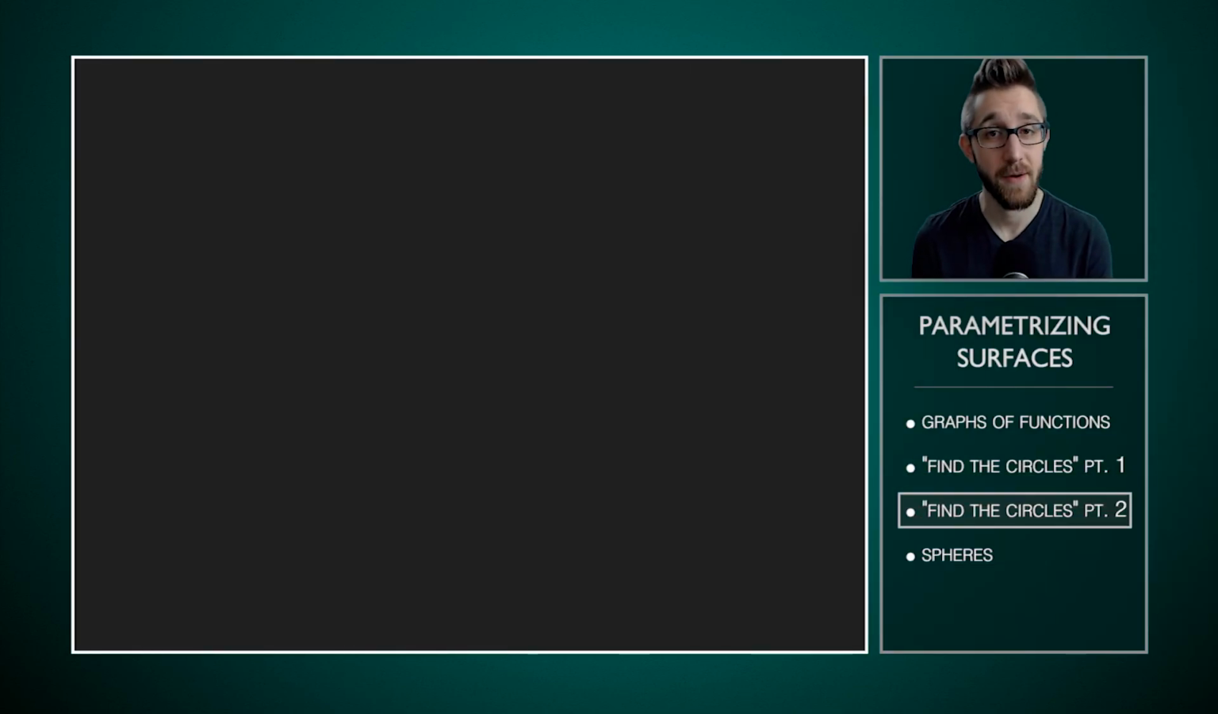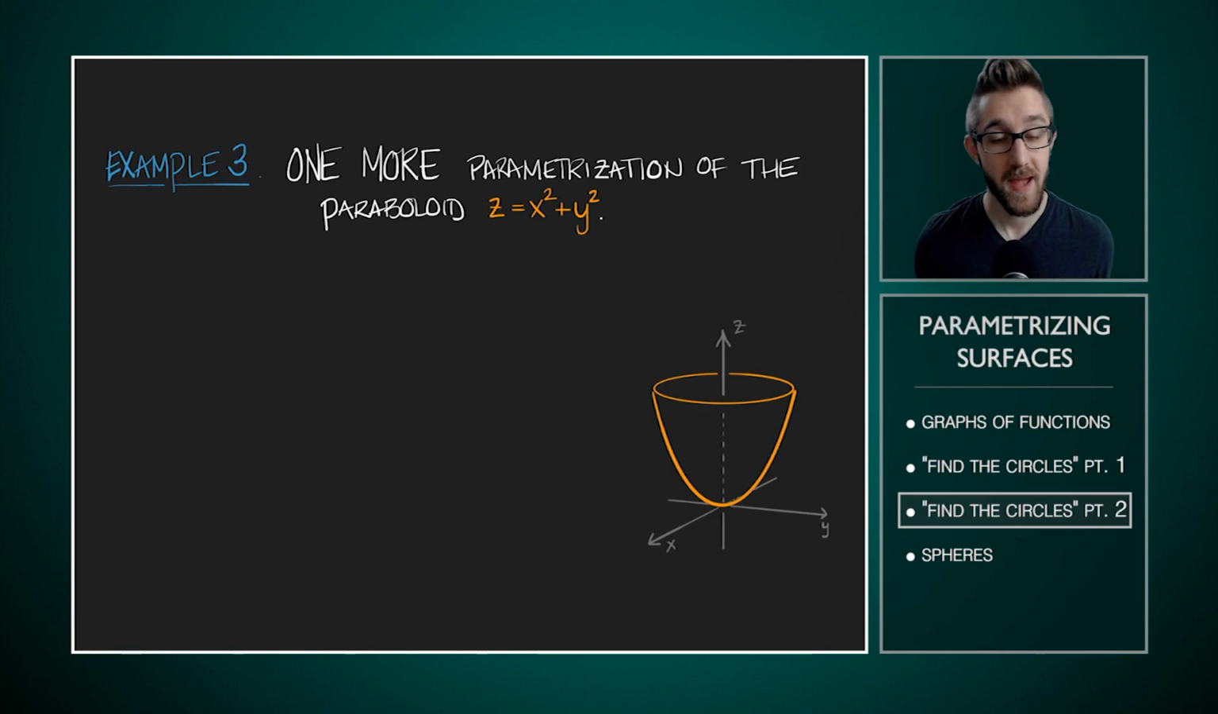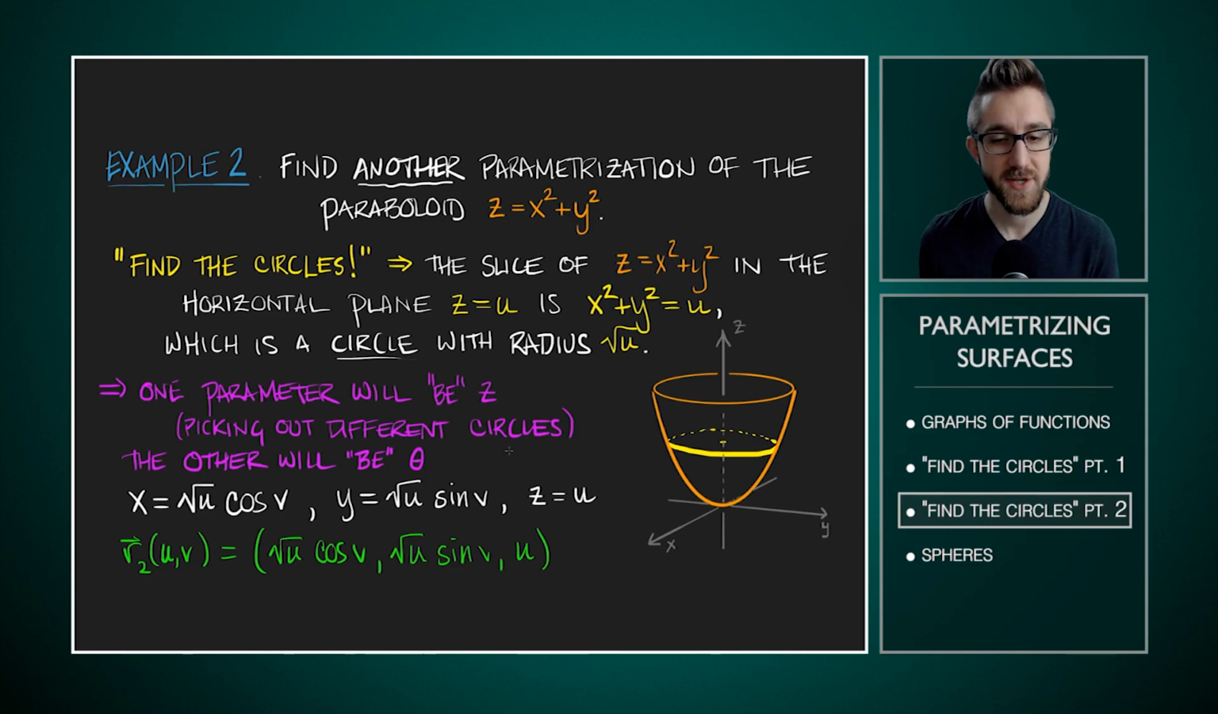Okay, here is our third example. And surprise, we're going to find one more parameterization of this paraboloid. And it's actually very similar to the one that we just found. So going back to the one from before, we found a parameterization where our two parameters were essentially z and theta, because we want one parameter to pick out the circles and the other parameter to go around the circles.